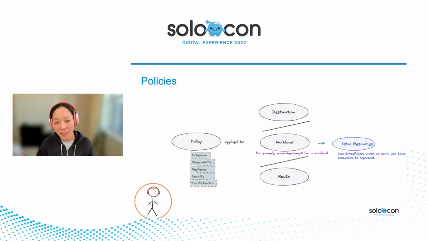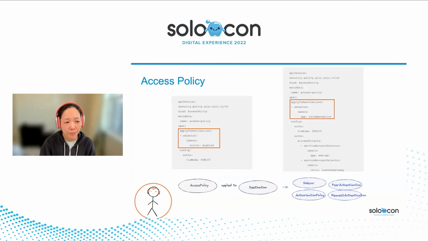Some of the policies you can actually apply to both, but most of our policies would just apply to either a destination or a route or a workload. Under the covers, as the policy is applied to a destination, workload, or routes, we will translate it to Istio resources and Envoy filters for you, so you don't have to worry about building Envoy filters, for example, for rate limiting yourself.